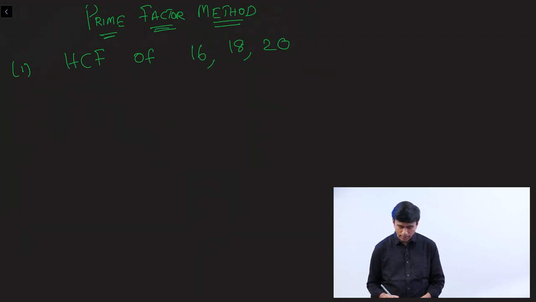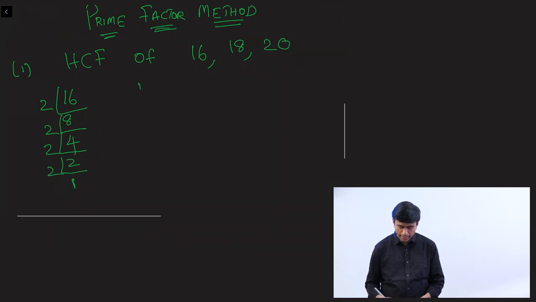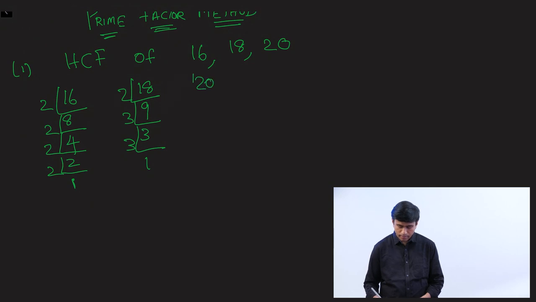Let's start with the prime factors of 16. 2, 8, 2, 4, 2, 2, 2, 1. Prime factors of 18: 2, 9, 3, 3, 3, 1. Prime factors of 20: 2, 10, 2, 5, 5, 1.